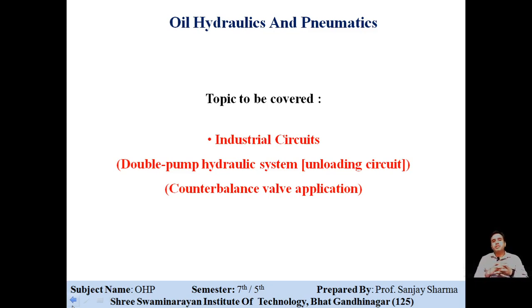So the first one is double pump hydraulic system, that is unloading circuit, and the second one is counterbalance valve application type hydraulic circuit. Now these both the circuits are a type of special application of the circuit. Normally this type of circuits are used in some machines. So let us see one by one what is the construction of this hydraulic machine and how this works.